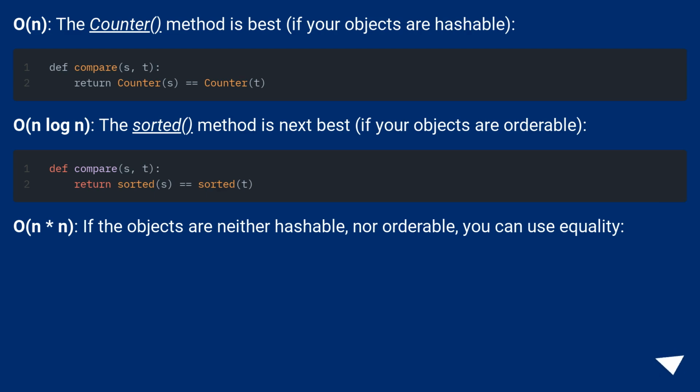O(n). The counter method is best, if your objects are hashable. O(n log n). The sorted method is next best, if your objects are orderable. O(n²). If the objects are neither hashable, nor orderable, you can use equality.